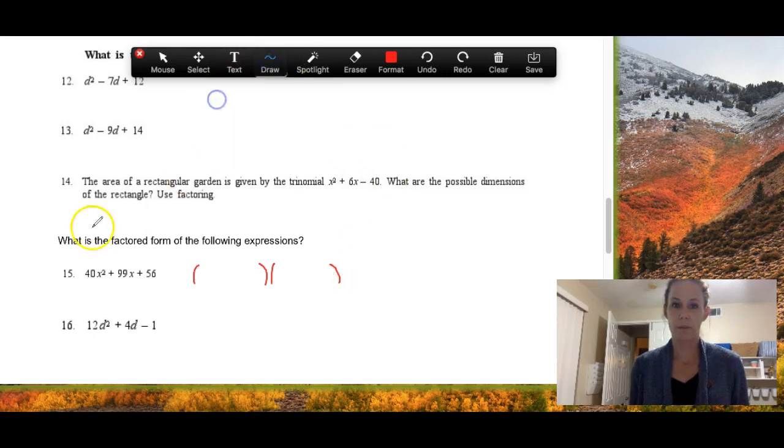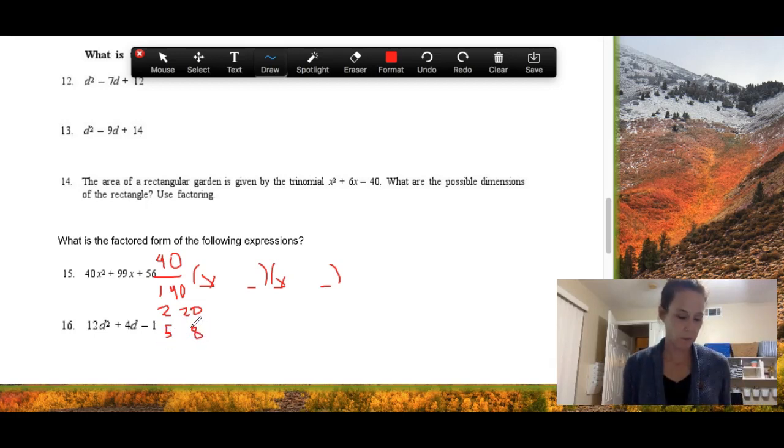So I know this first term goes here and here, and the last term goes here and here. So what I need to know, because I don't just have an x and an x like I did before, I have this term 40. So I need to know the factors of 40 that will be able to fit here. So I know I'm going to have 1 and 40. I could have 2 and 20. I could have, let's see, 5 and 8.